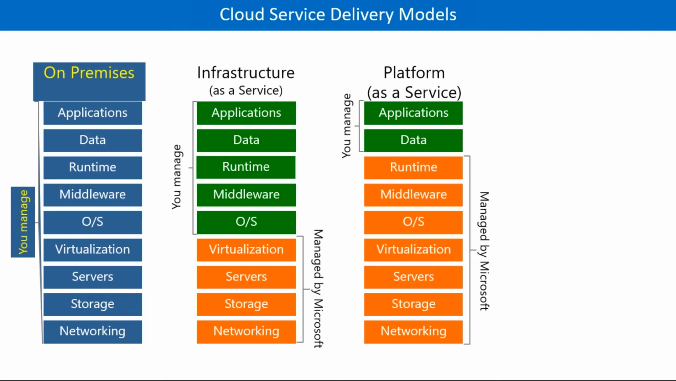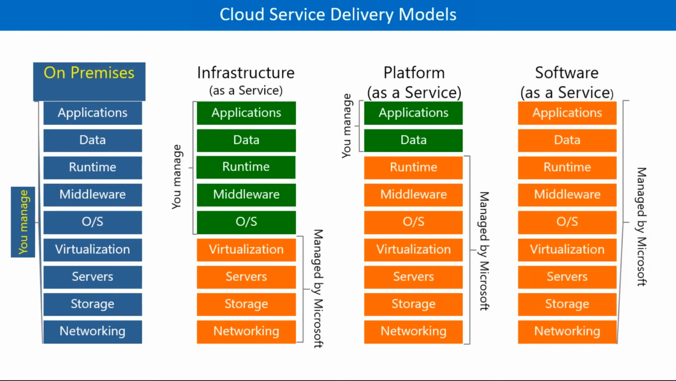In terms of the cloud model, which is IaaS, PaaS, and SaaS, right? Infrastructure as a service, platform as a service, and software as a service. So in IaaS, Microsoft will be managing about 40% of the layers. The rest you will manage: the applications you want to run, the data you want to put in, the runtime, the middleware, and the operating systems.